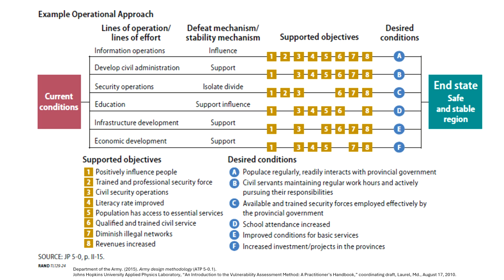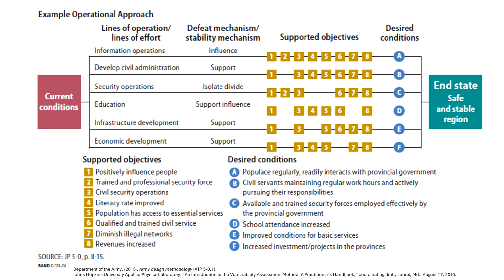For example, security operations contribute to diminishing illegal networks, improving civil security, and enabling the use of trained and professional forces. Likewise, education supports objectives like improving literacy, expanding access to services, and developing a professional civil service. These objectives are linked directly to measurable conditions in the operational environment. Desired conditions include increased investment, improved access to basic services, trained local officials, and a population actively engaging with governance structures. Each condition is assigned a letter, with all of them together supporting the overarching end state.